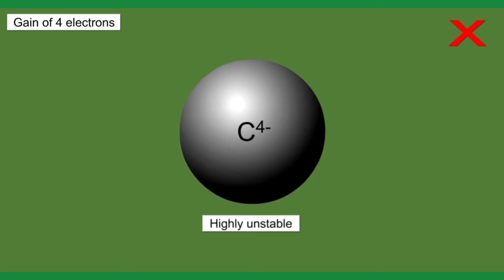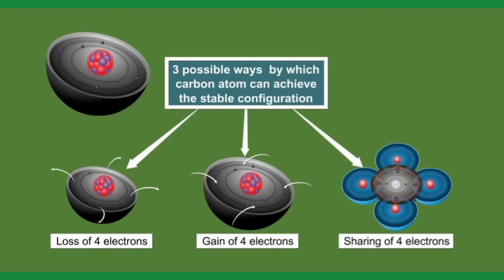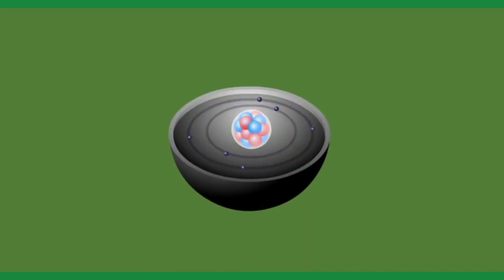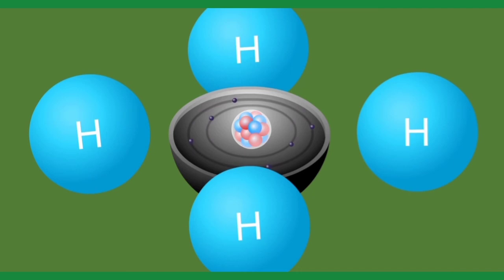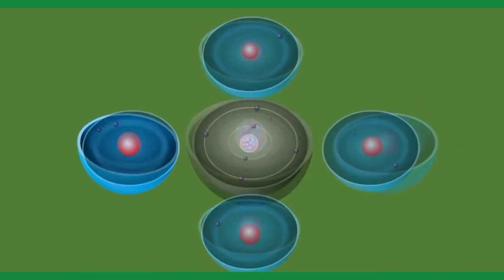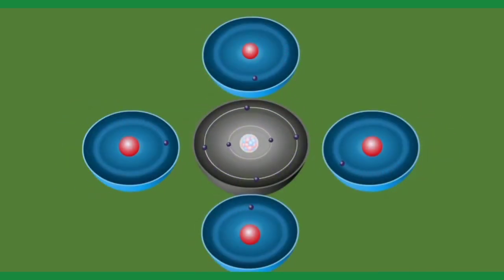So, the carbon atom is left with the third and last possibility to achieve the stable configuration, which is to share the 4 valence electrons with other atoms. For example, a carbon atom shares 4 electrons with 4 hydrogen atoms. Each hydrogen atom has 1 electron in its outermost shell. So, it shares 1 valence electron of the carbon atom and achieves the noble gas configuration.